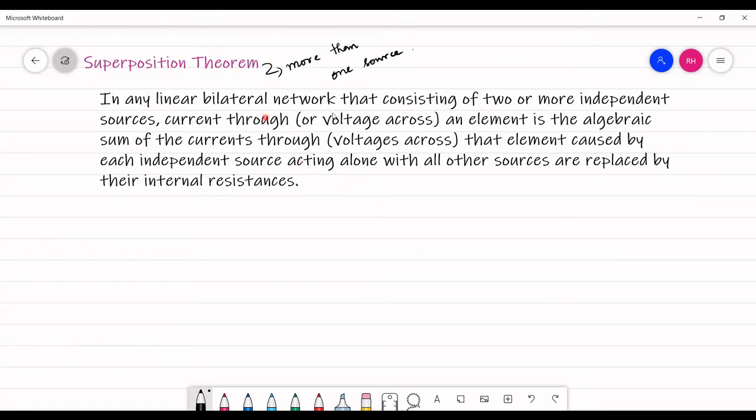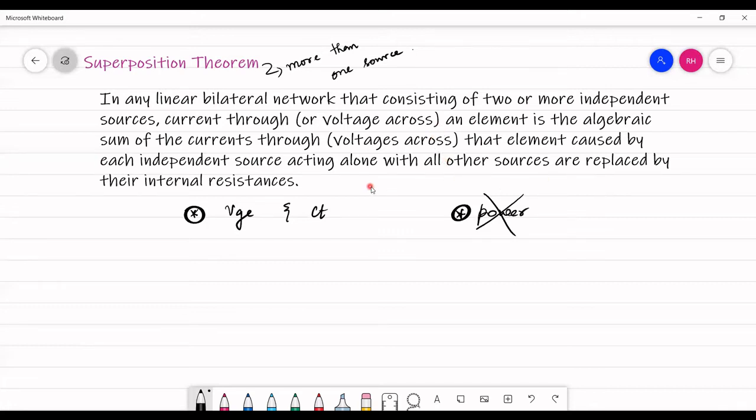So, this is the statement which we have to have it in our memory, where you could replace the current through an element with the voltage across. So, superposition theorem is applicable to find the voltage and the current value in an element, and it is not applicable for finding the power. So this is the limitation of a superposition theorem.